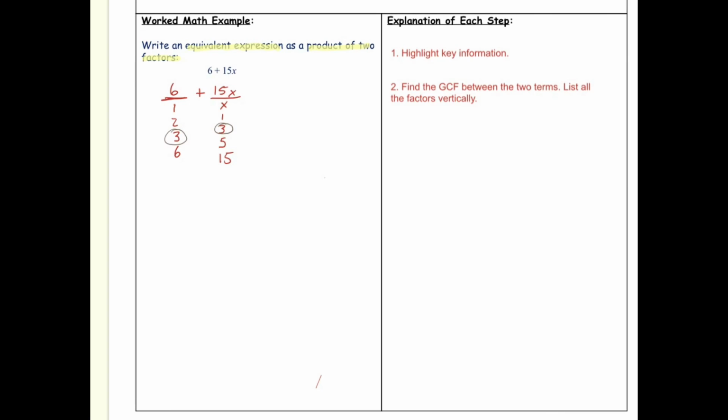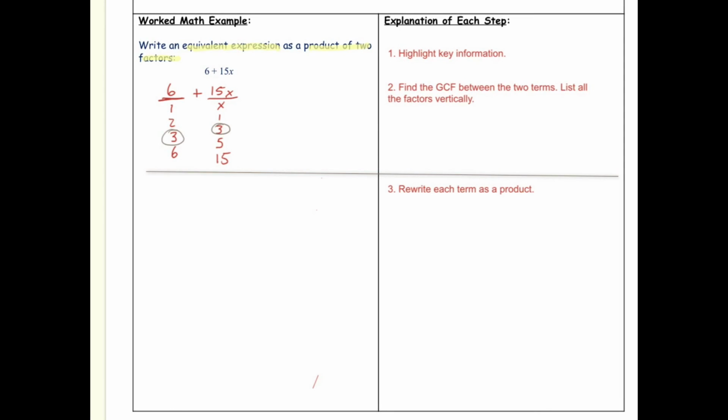So we can actually rewrite this expression as a product of two factors now. We are going to rewrite each term as a product. That means that we know that 6 is the same thing as saying 3 times 2. Okay? And 15x is the same thing as saying 3 times 5x. Now we wrote it like this because 3 is the greatest common factor.